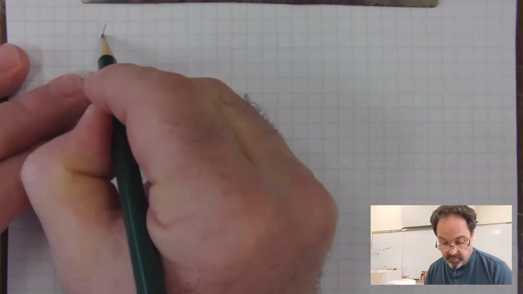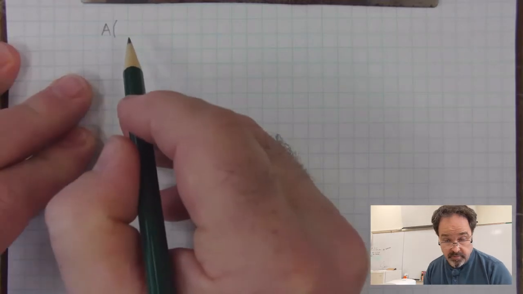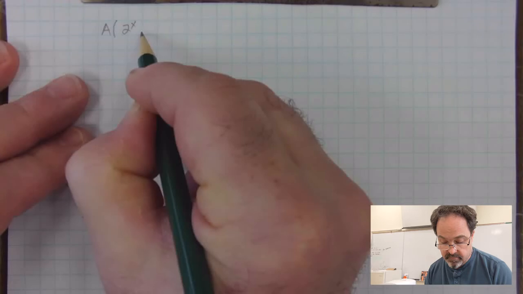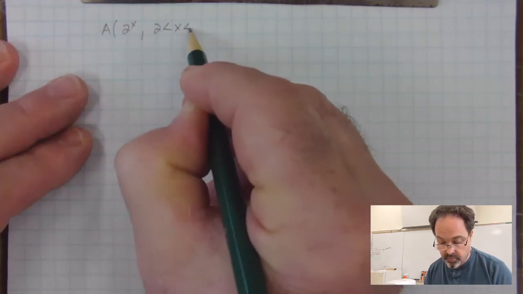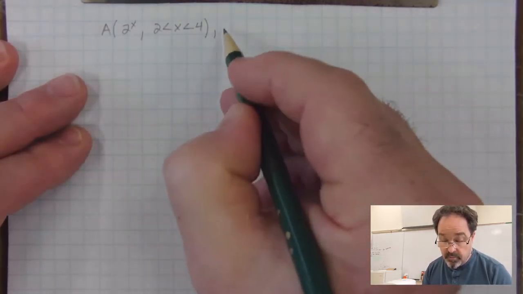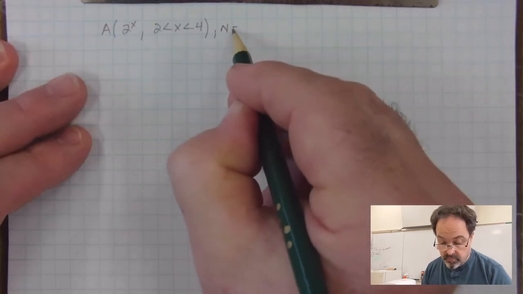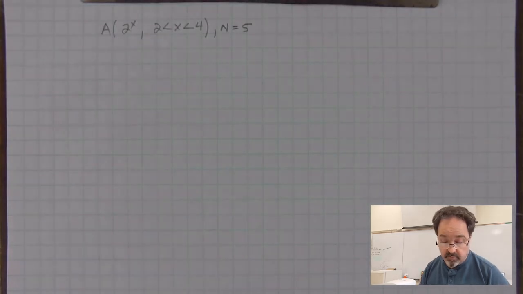Let's consider the notation which poses the project: the area under the function 2 to the x on the interval from 2 to 4. And in this case, we're also going to be given n, the number of rectangles that we're going to use, equal to 5. We'll need to use 5 rectangles and the rectangle method for estimating or approximating the area under the curve.